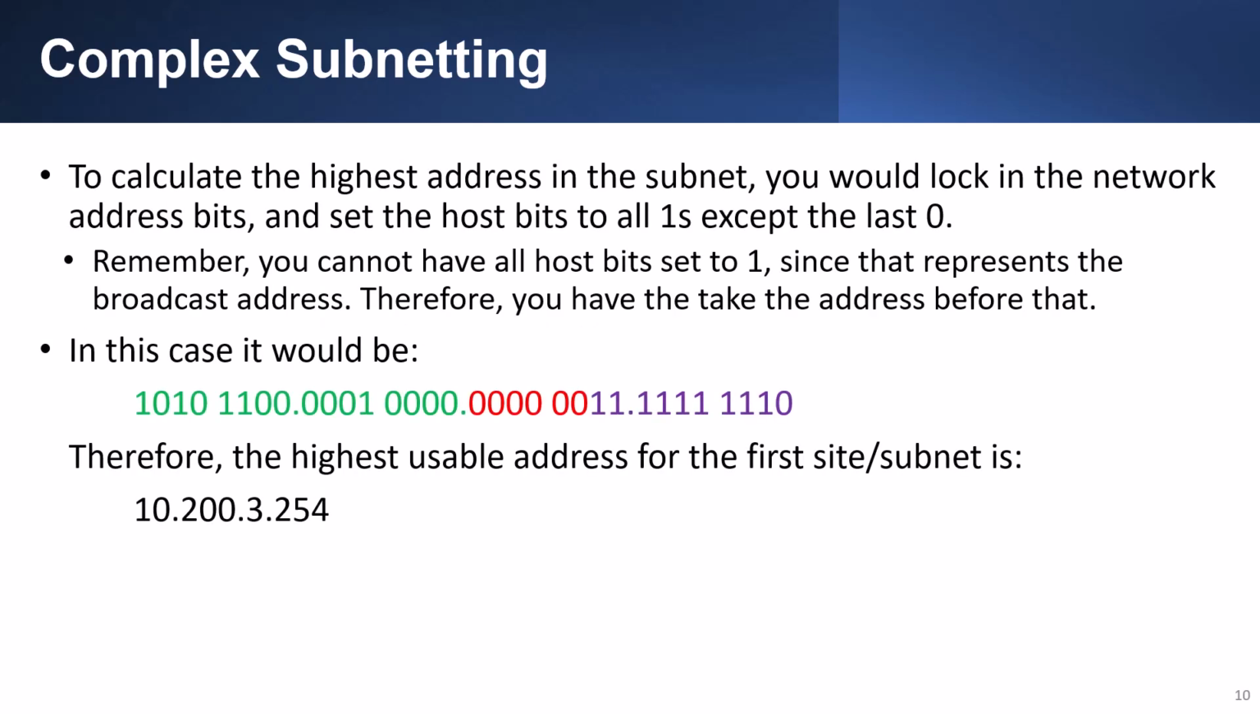To calculate the highest address in the subnet, you would lock in the network address bits and set the host bits to all 1s except the last 0. Remember, you cannot have all host bits set to 1 since that represents the broadcast address. Therefore, you have to take the address before that. In this case, the binary equivalent is shown on the screen, which is 10.200.3.254.